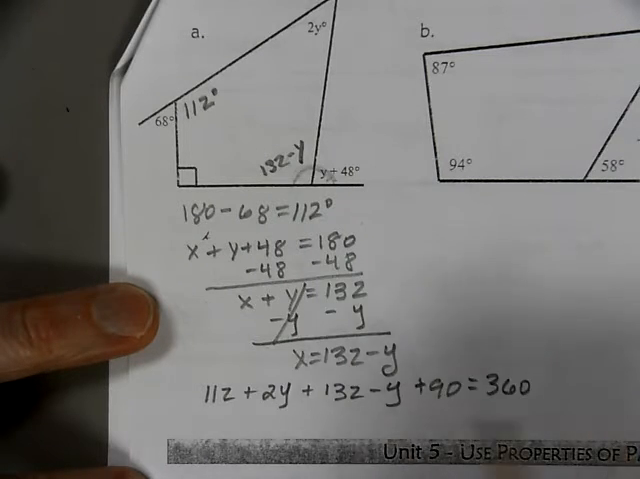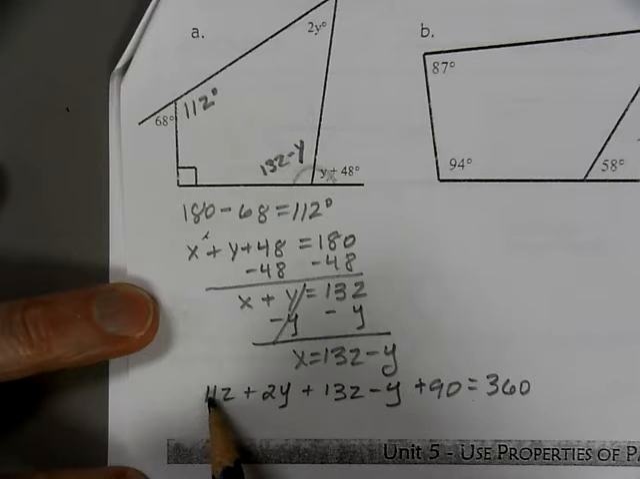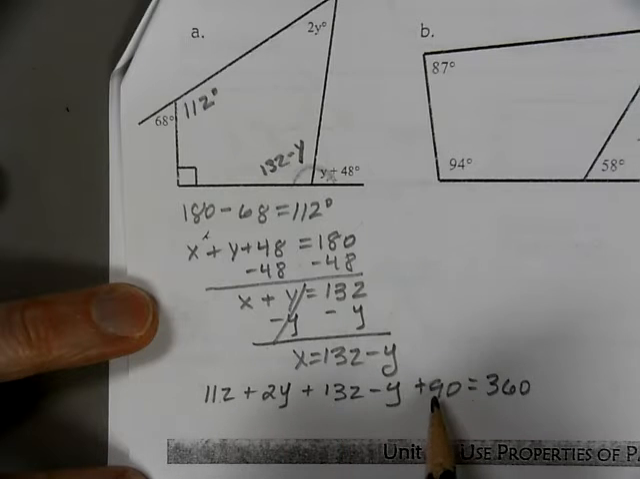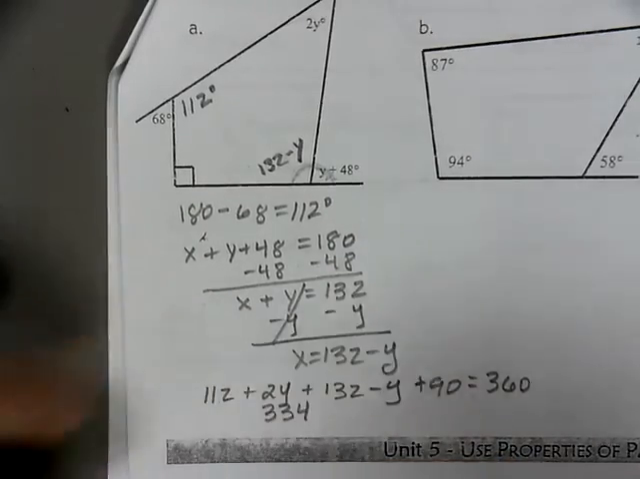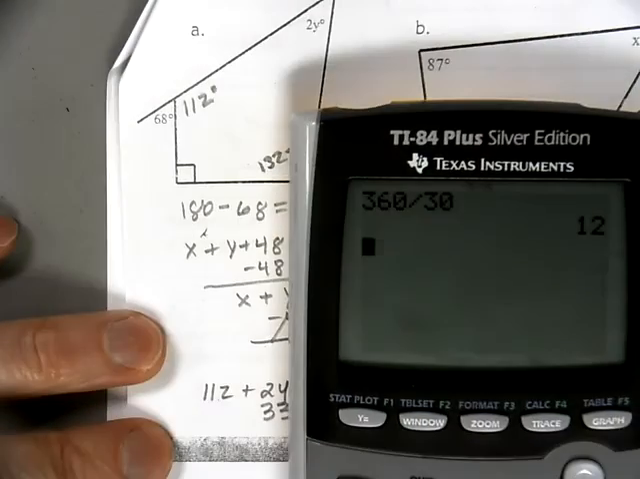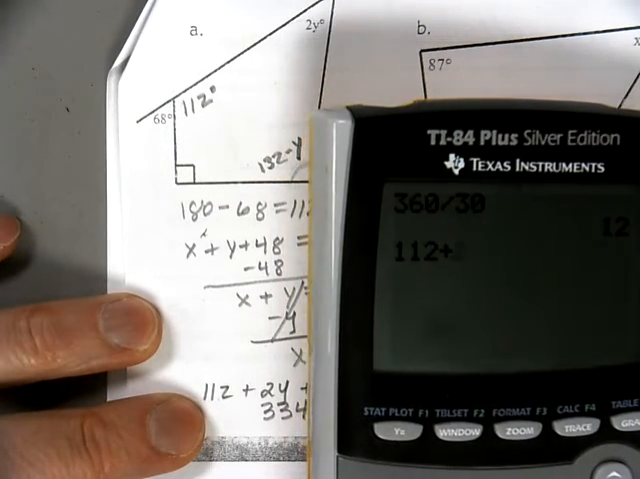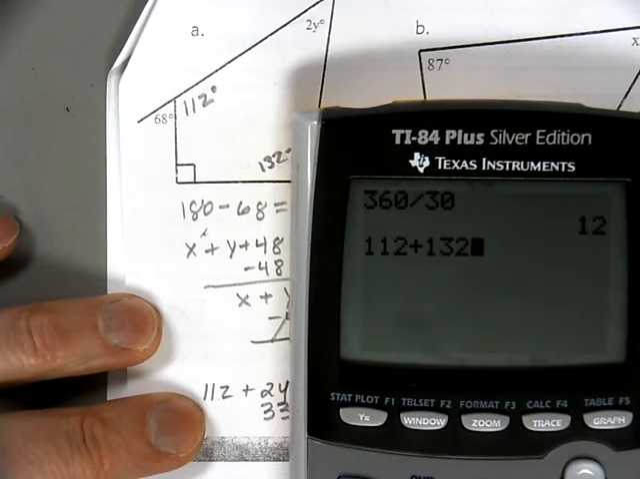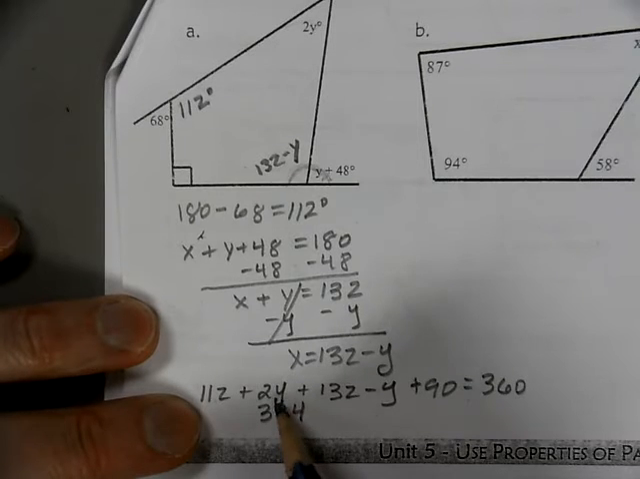So now we add our terms together here. We got 112 plus 132 and our 90. So 112 plus 132 plus our 90 gives us 334. We have our positive 2y. Be sure that looks like a y. Positive 2y, and our negative y leaves us with a y.